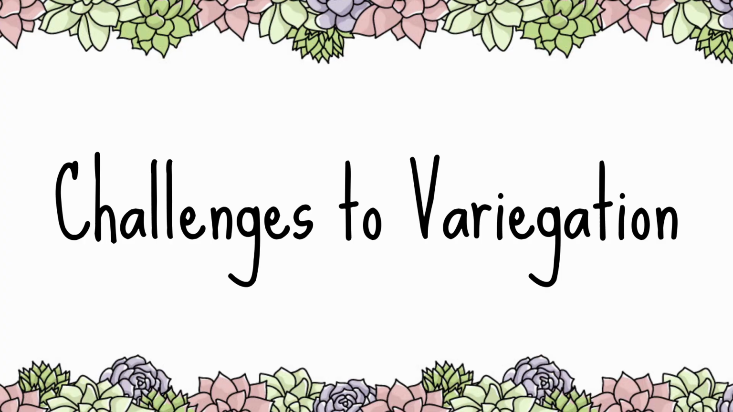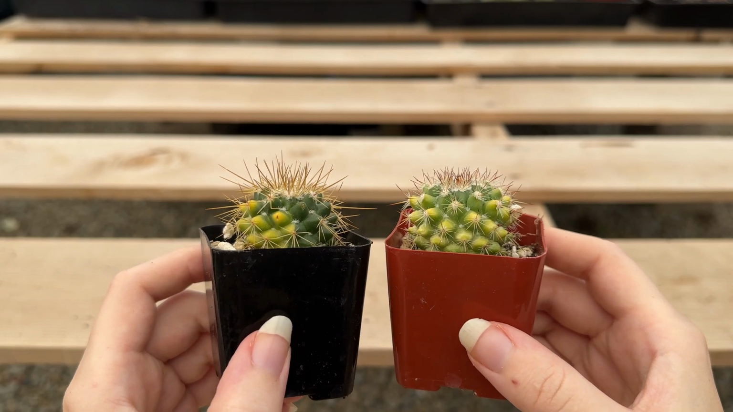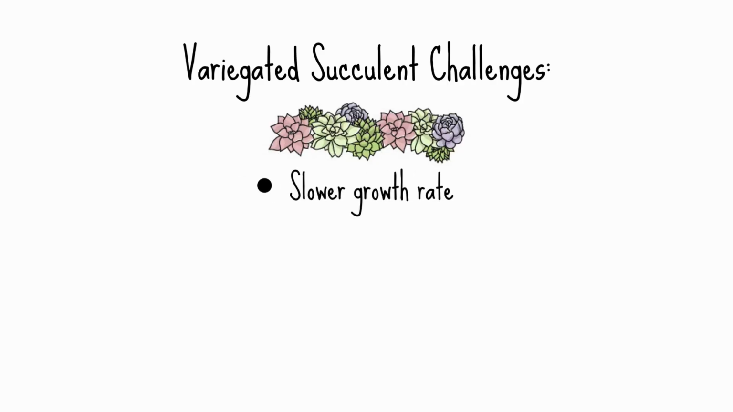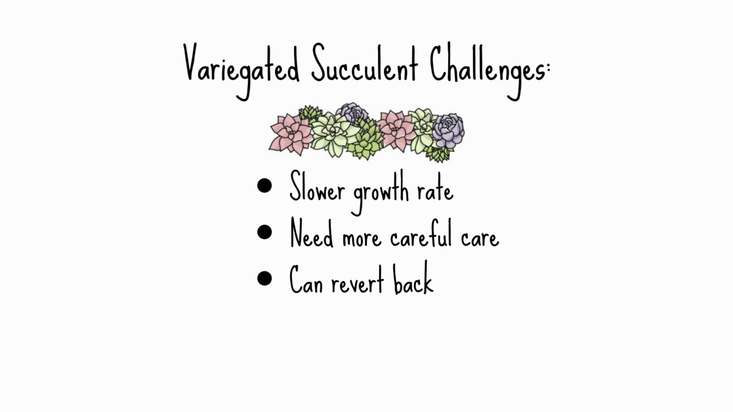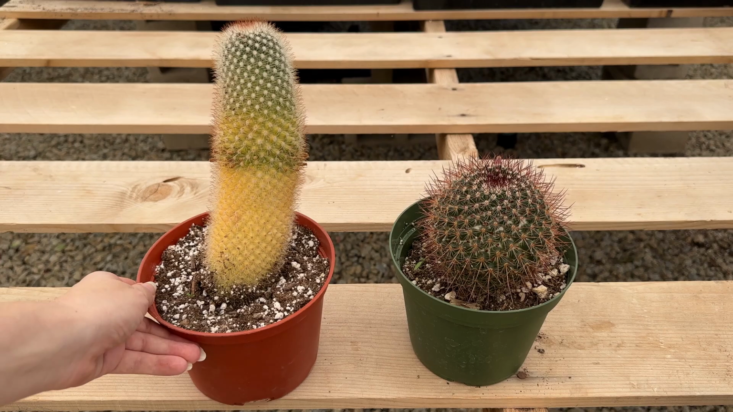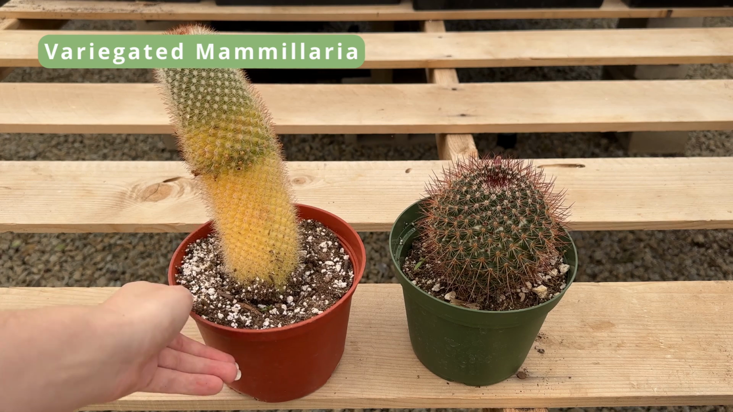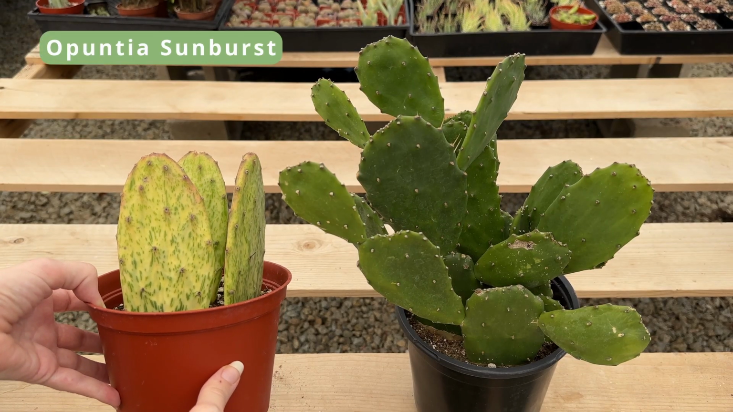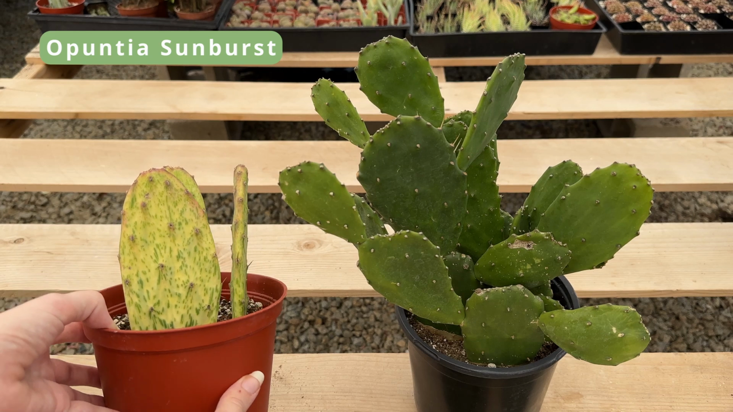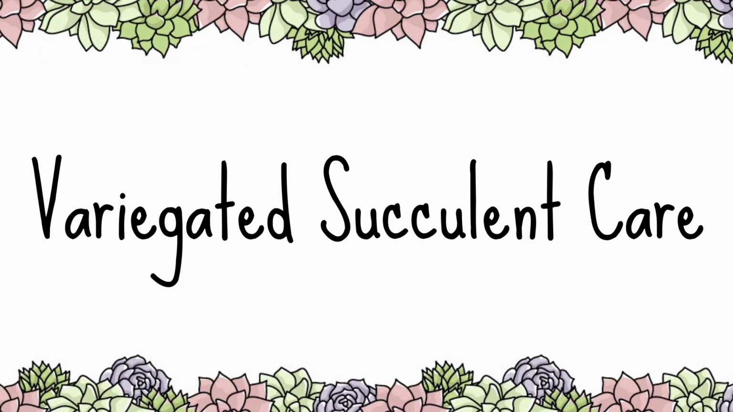While variegated plants can look really cool, they often come with their own set of challenges. They often have a slower growth rate, they require more careful care, they can revert to green without proper care, they burn easily, and propagation can be tricky. But fear not, these can still be effortless plants with just a few adjustments here and there. In just a moment, we'll go into some care tips that will help your variegated succulents thrive and continue to grow beautifully. In general, these care tips should be applicable for all kinds of variegated succulents and cacti.